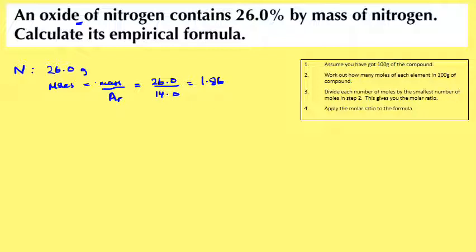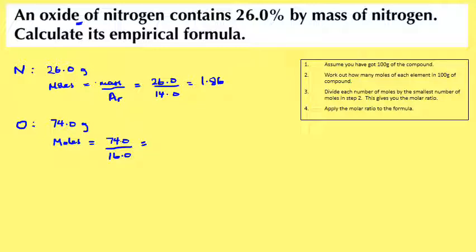1.86 moles of nitrogen. Now, as far as oxygen is concerned, then given that we've got 100 grams in total, 26 of which are nitrogen, then the remainder is oxygen. So 100 take 26 is going to be 74 grams. 74.0 grams is our mass of oxygen, but equations always use moles. So our moles of oxygen are going to be mass over AR again. So the mass in this case is 74 grams of oxygen, and the AR of oxygen is 16.